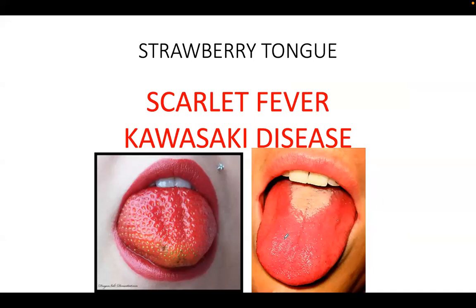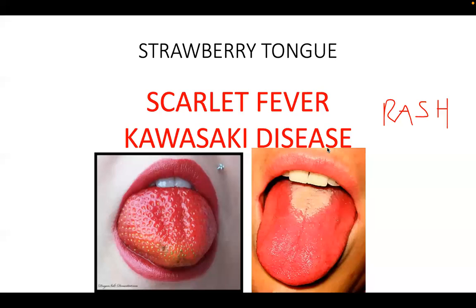So don't forget, scarlet fever and Kawasaki disease would present with the strawberry tongue. Now, which of these two diseases would present with a rash? Listen well to my question. Which of these two diseases would present with a rash? Is it scarlet or is it Kawasaki?